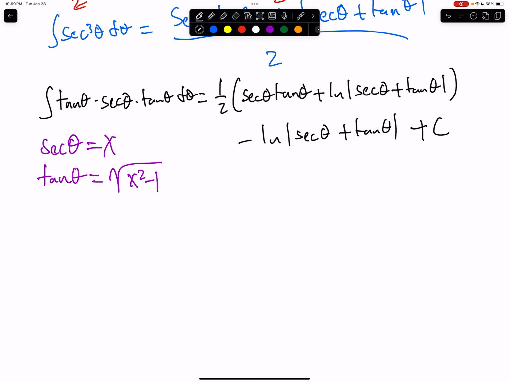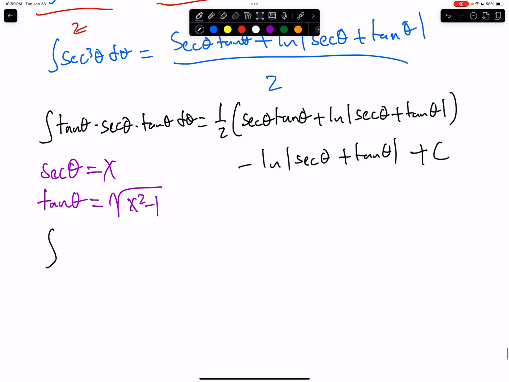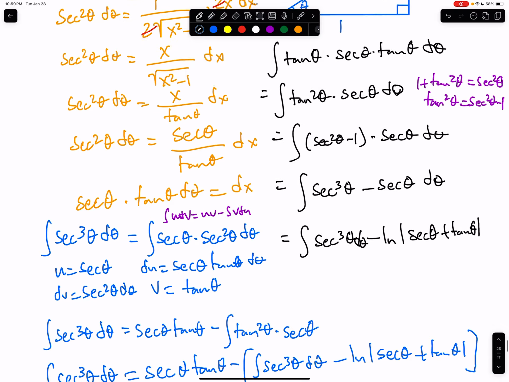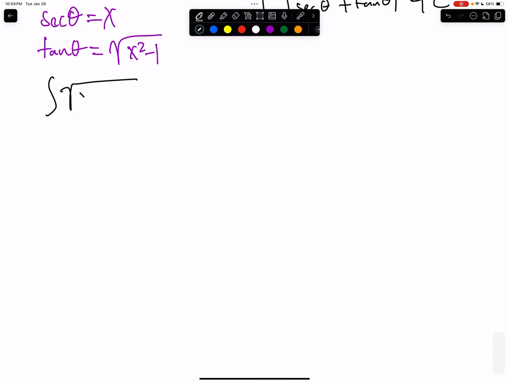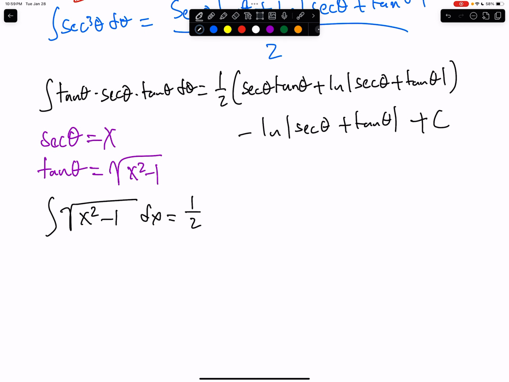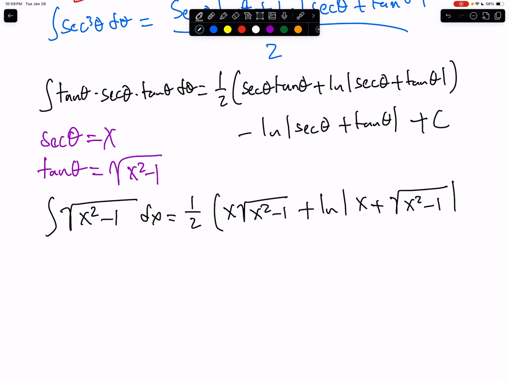So now we can actually substitute this back in here. The integral of the square root of x squared minus 1 dx equals 1/2 times secant of theta, which is x, times tangent of theta, which is the square root of x squared minus 1, plus ln absolute value of secant of theta, which is x, plus tangent of theta, which is the square root of x squared minus 1, and then minus ln absolute value of x plus the square root of x squared minus 1, plus c.